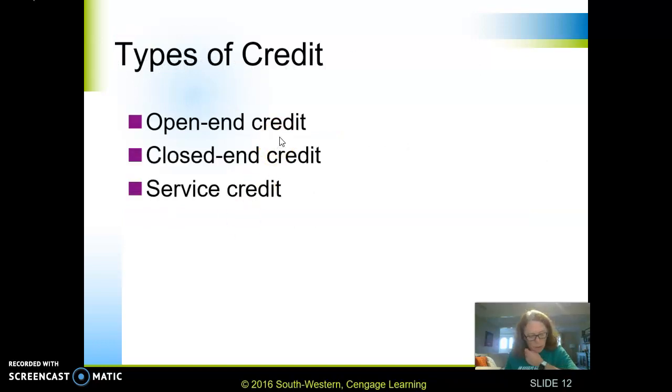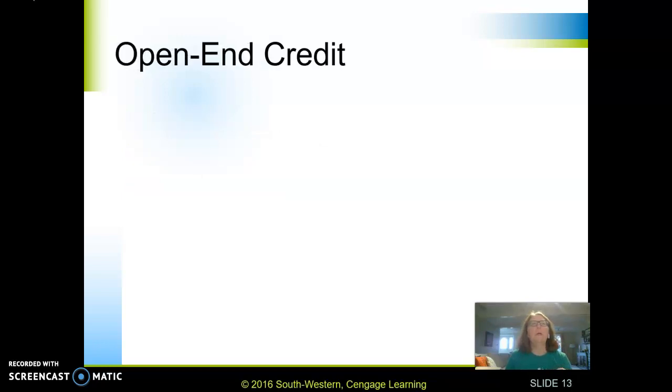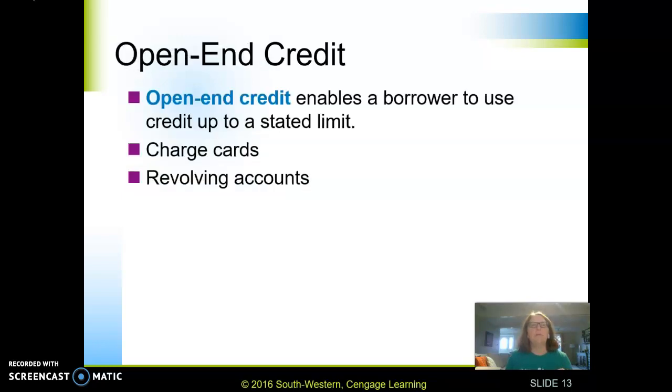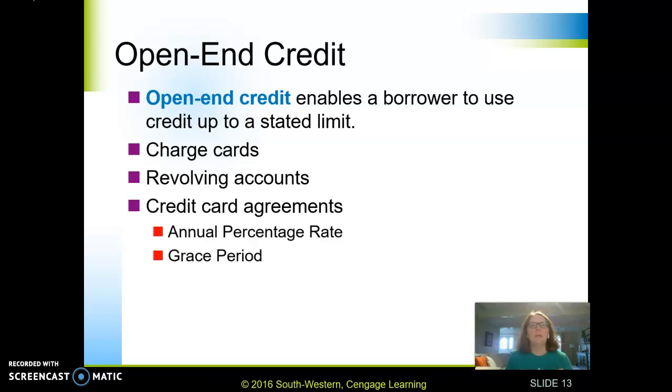There are open-end credits, which is basically credit cards and revolving agreements. Then there's closed-end credit, which is a loan that we would have to repay down the road. And then there's service credit, which we're not really going to cover. So let's focus most of our efforts here on open-end credit.